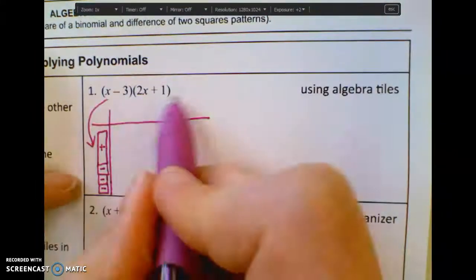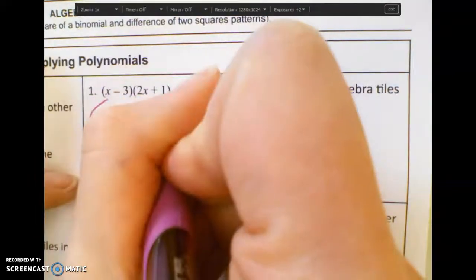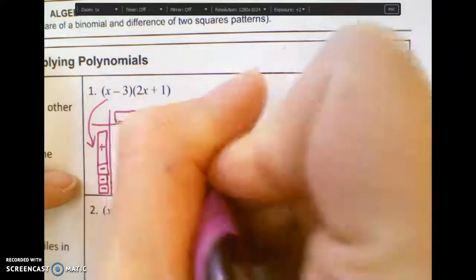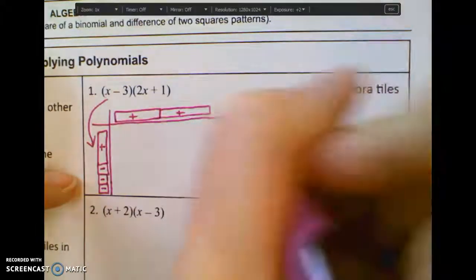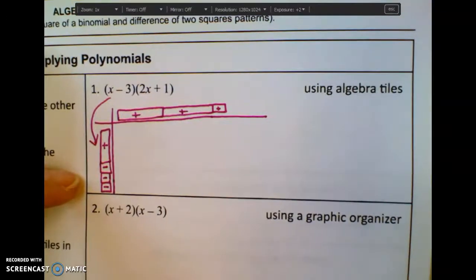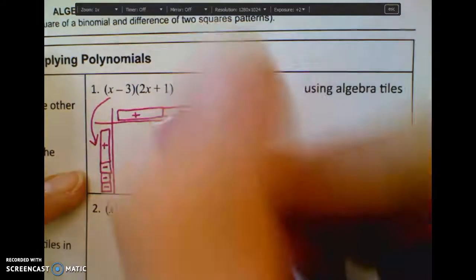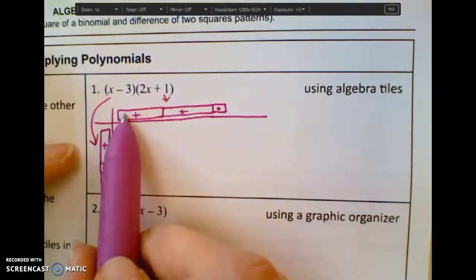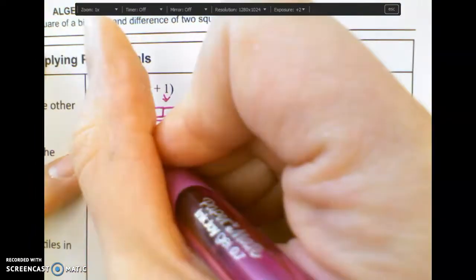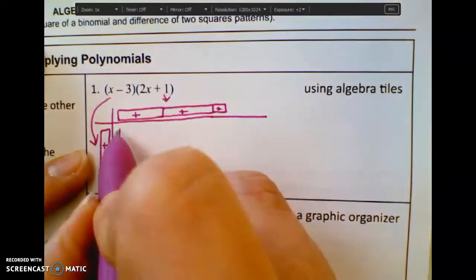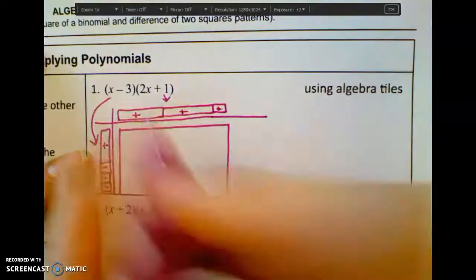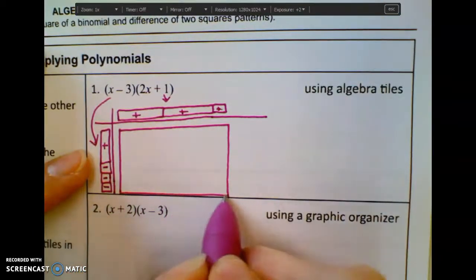Now on the top, I need 2x plus 1. So I have, there's x, here's 2x, and then we just need to add a 1 there. And those are pluses. Okay? So 2x plus 1 is now on the top. X minus 3 is now on the side. Next step, we just draw a rectangle that covers the entire part that we are multiplying. So that is here. Okay?